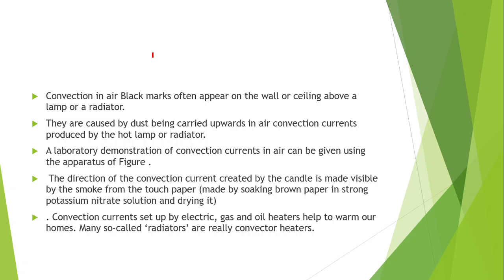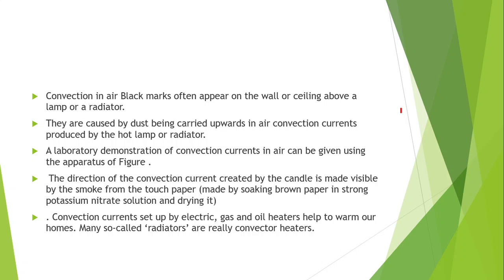Now, convection in air: black marks often appear on the walls or ceiling above a lamp or a radiator. They're caused by dust being carried upwards in air. When you're in a room that's a bit dusty and sunlight is falling on it, you can see some particles that often appear on the ceiling or above the lamp or the radiator. That's because the dust is being carried upwards by the air convection currents, and we can see that the hot air is rising. In the lab, a demonstration of convection currents in air can be given using the apparatus, which will be shown in the next slide.